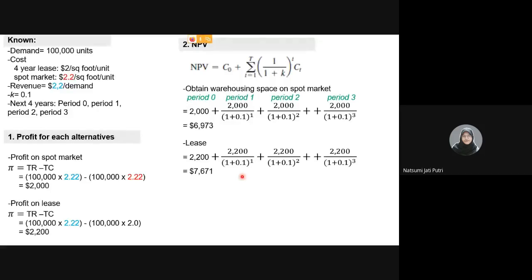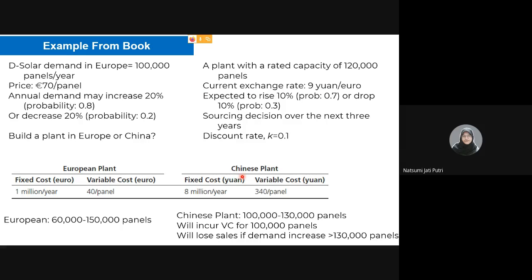Untuk yang soal ini ada pertanyaan. Kayaknya belum deh. Oke. Move on.